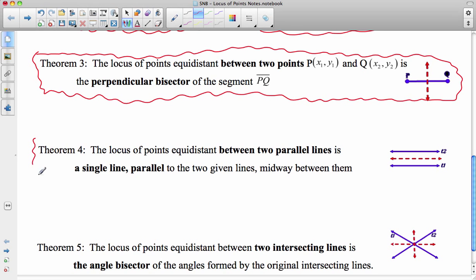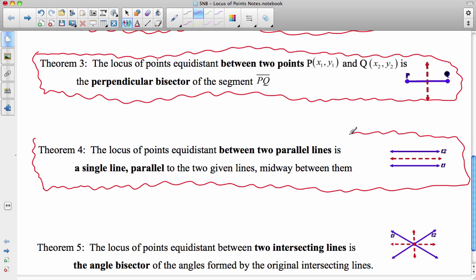Theorem number 4 says the locus of points that is equidistant between 2 parallel lines is a single line parallel to the 2 given lines midway between. So on that one we could also talk about distance d between the 2, or show somehow that the distance between the 2 original lines and the parallel line is the same distance by labeling it or marking it with our congruence markers.